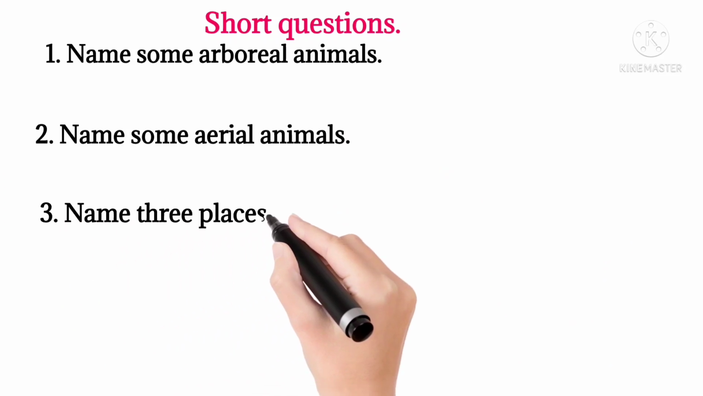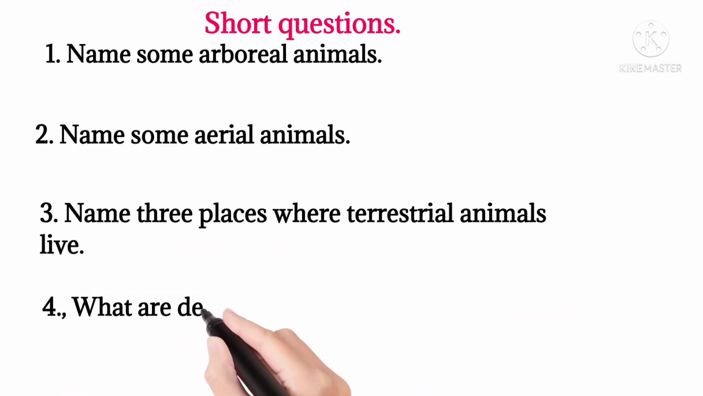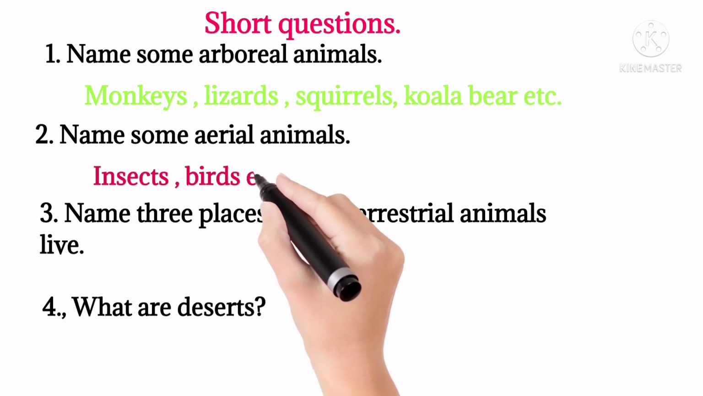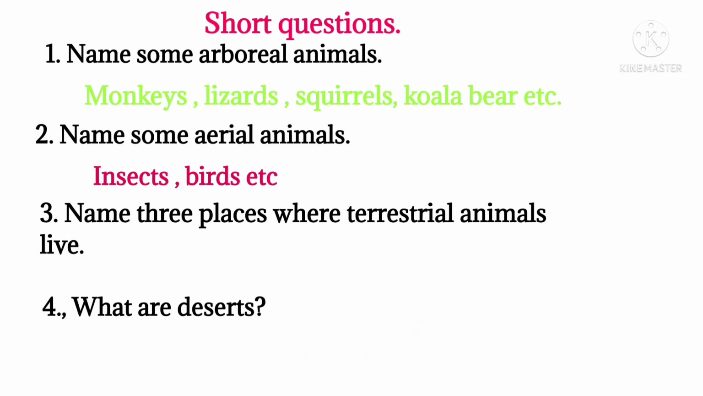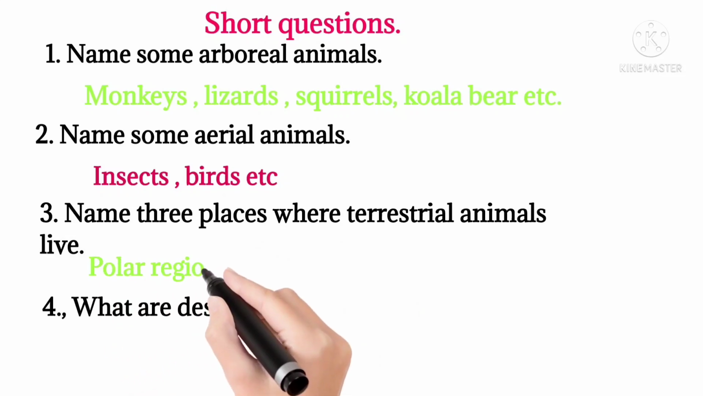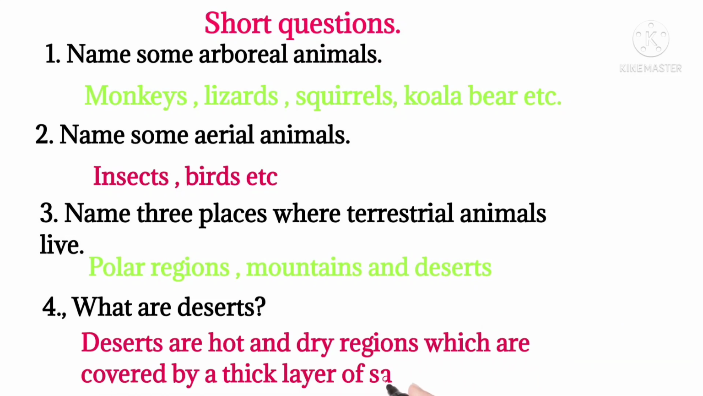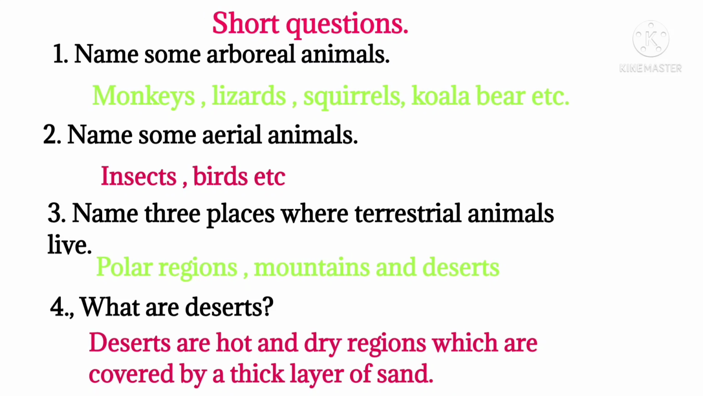Next, short questions. Name some arboreal animals. Monkeys, squirrels, koala bear, orangutan, some lizards, etc. Second, name some aerial animals: insects, birds, etc. 3. Name 3 places where terrestrial animals live. We already discussed polar region, mountains and desert. Next, what are deserts? Deserts are hot and dry regions which are covered by a thick layer of sand.